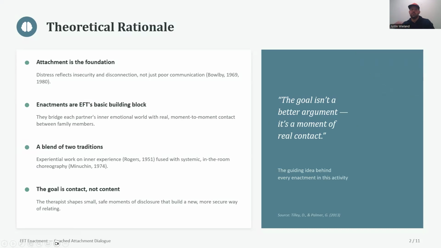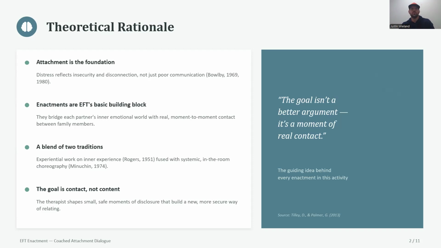So the theoretical rationale is based on attachment theory, which was developed by John Bowlby. It suggests that humans are wired for emotional safety and security in close relationships, and when those attachment needs aren't met, people can become anxious or avoidant, critical, defensive, withdrawn, all those things. So the problem isn't just poor communication skills; it's actually emotional disconnection between family members.